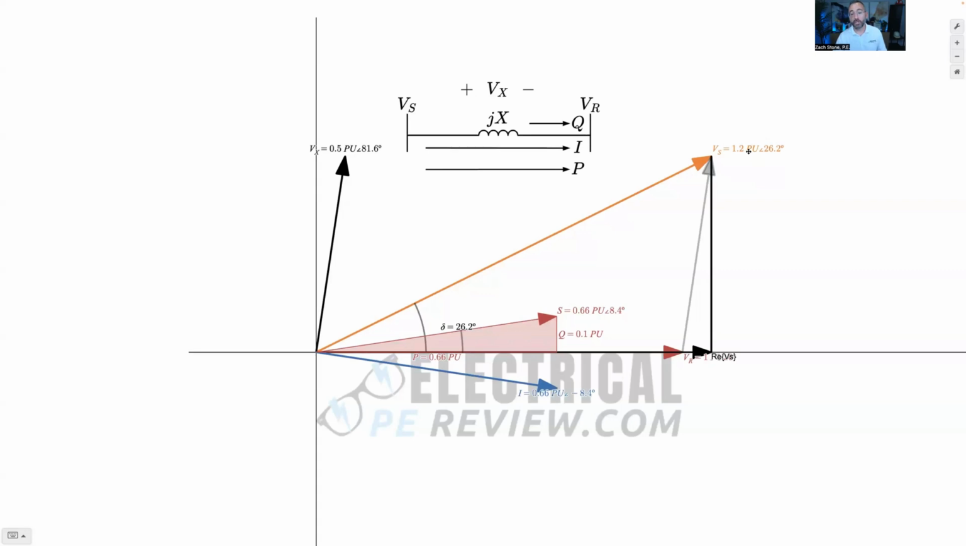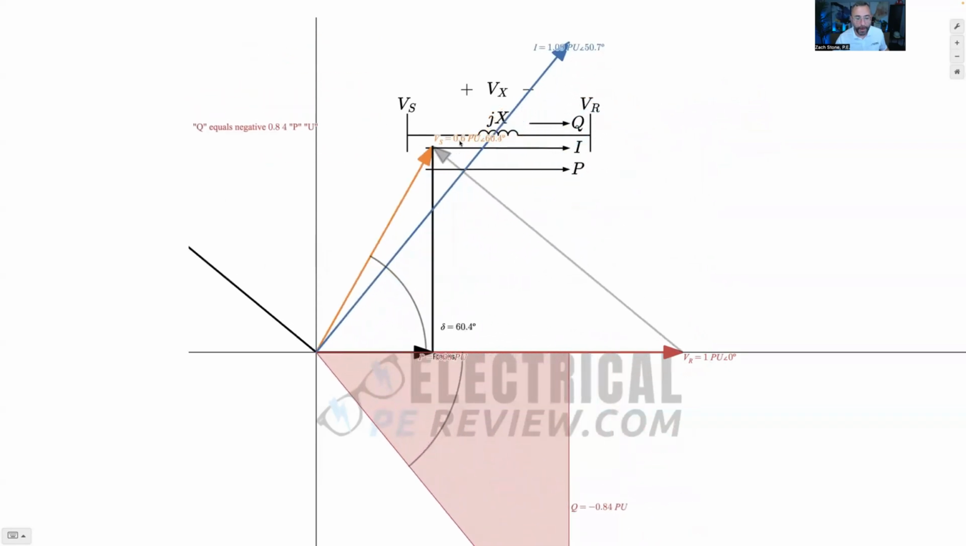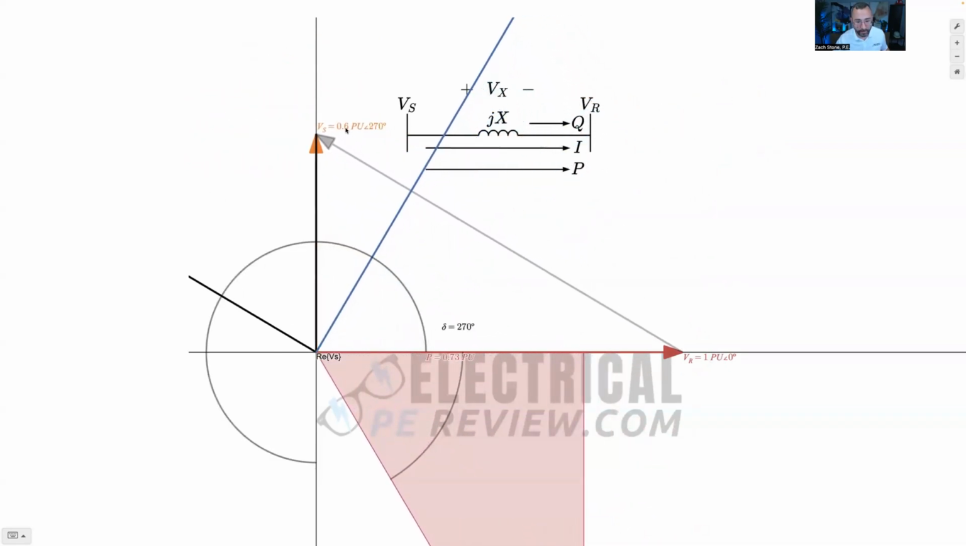So if this was a generator instead of 2 buses, VS would be EO, the internal voltage. VR receiving would just be E, the terminal. A generator pushes more power as delta increases. And in fact, maximum power transfer occurs when your delta angle is exactly 90 degrees. You're going to get max power.